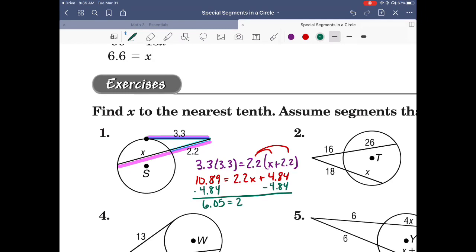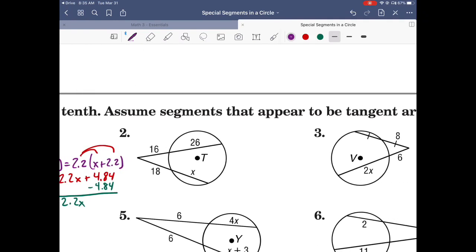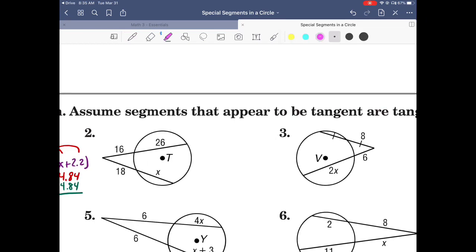6.05. And I'm going to do 6.05 divided by 2.2. I'm running out of room, which is 2.8. Number 2, same idea. So outside is 16 times the whole thing. So 16 plus 26, which is 42, equals the outside, so the part that's not inside the circle, 18 times the whole thing.